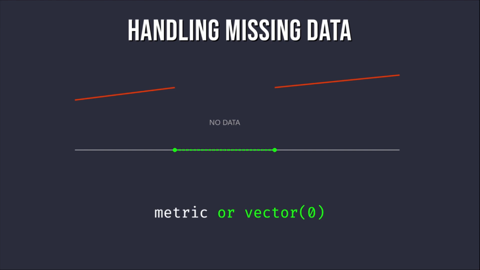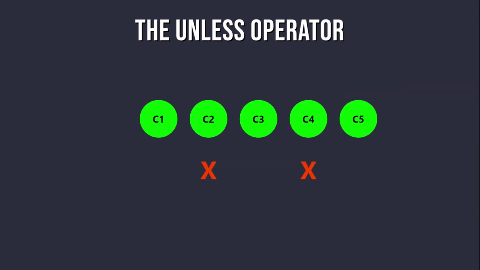This is often used to provide a default value, such as 0, when a metric is entirely absent. For example, if a service reports 0 errors, the metric might not be exported. Using metric or vector(0) ensures that the series exists with a value of 0, preventing division by 0 errors in subsequent ratio calculations.